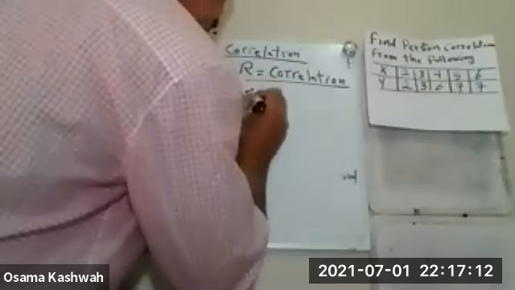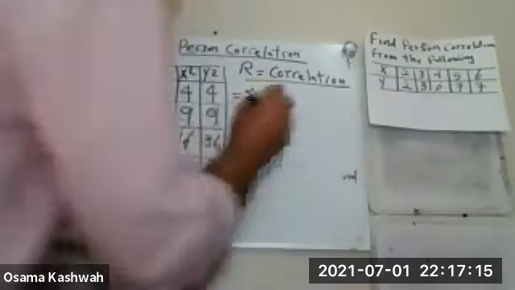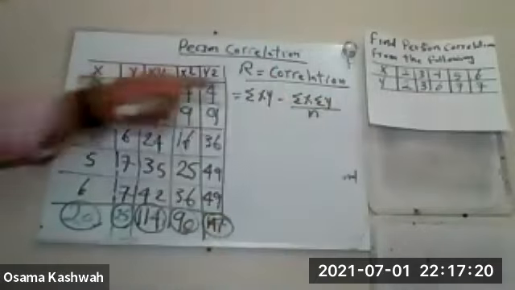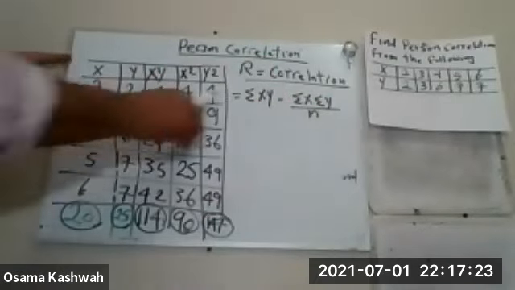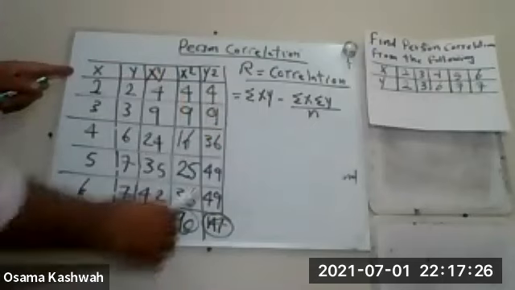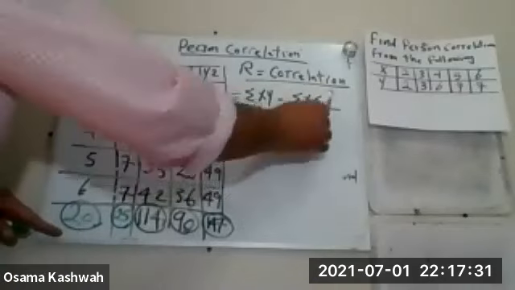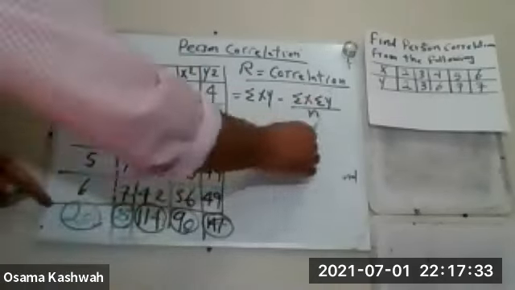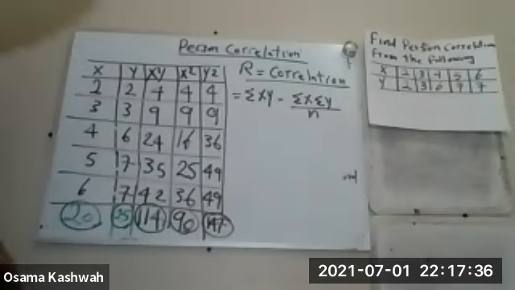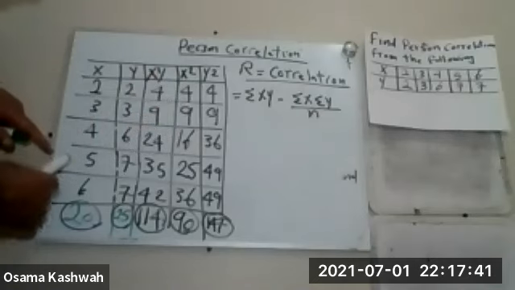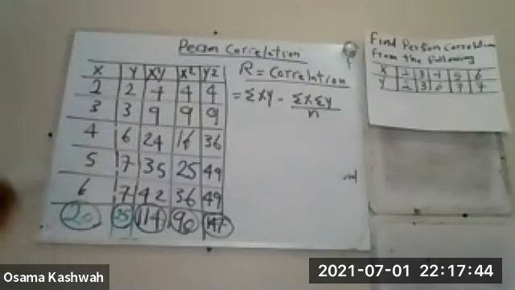summation xy minus summation x, sum x times sum y, divided by n. And n is the number of the observations. Summation xy is here, 114. Summation x is 20. Summation y is 25. Divided by n. N is the number of observations. How many observations do I have here, or how many experiments? 1, 2, 3, 4, 5. This is not one, because this is the sum. So 1, 2, 3, 4, 5 I have. So n will be 5.